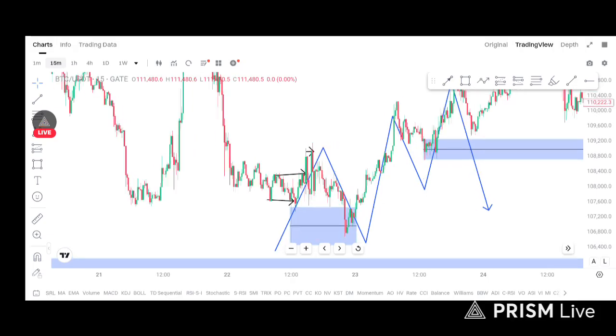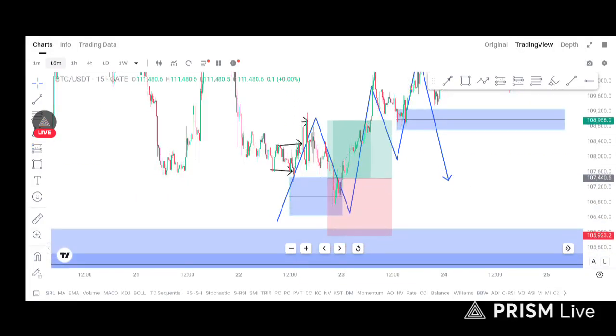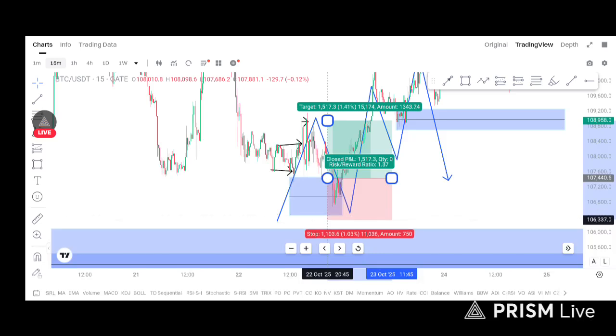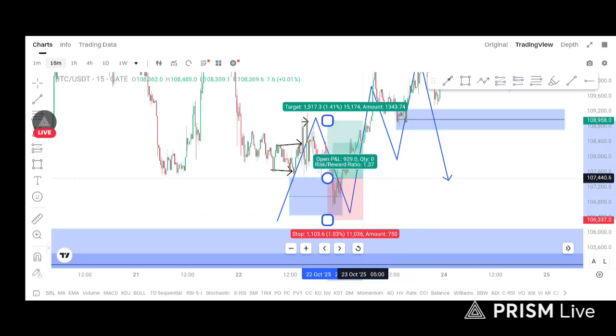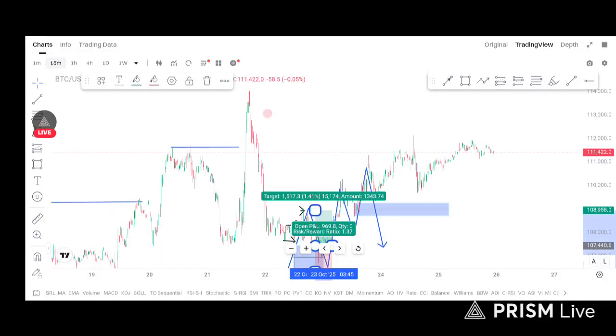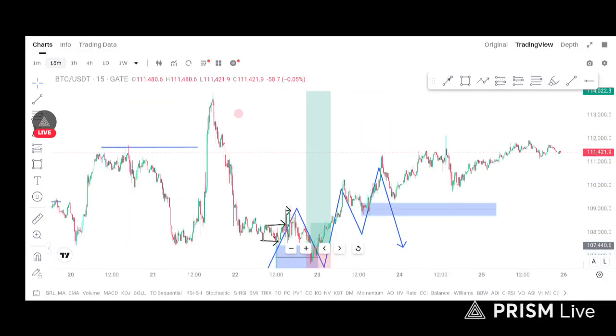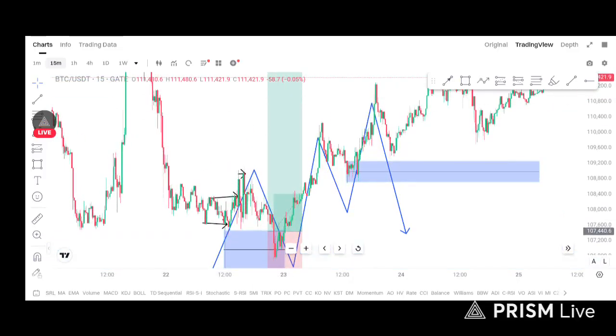So as you can see, this was our first entry here. Why? Because it had a sweep, double break of structure and liquidity here. So this was our first entry. Our target was this high. First entry done, now what do you do? You look for a second entry.